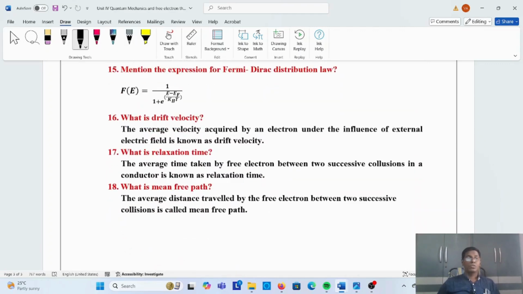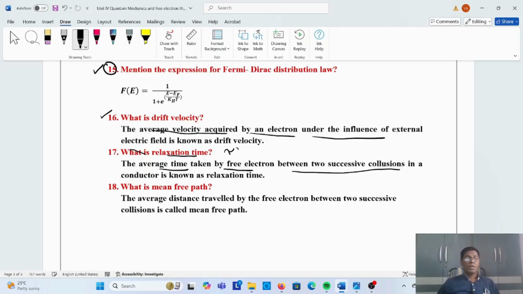Then another important question is: what is the expression for the Fermi Dirac distribution? This is an important question. F of E is equal to 1 divided by 1 plus exponential of E minus EF divided by kBT. Then another question: define drift velocity. Drift velocity is nothing but the average velocity of electrons under the influence of an electric field. Next question is what is relaxation time? The average time taken by the free electron between two successive collisions is called relaxation time.